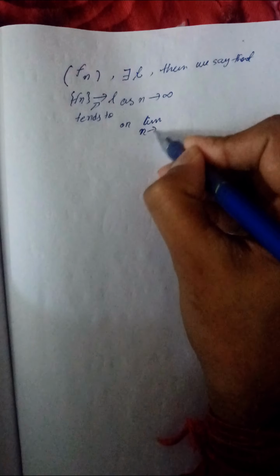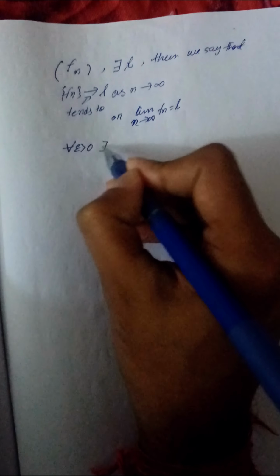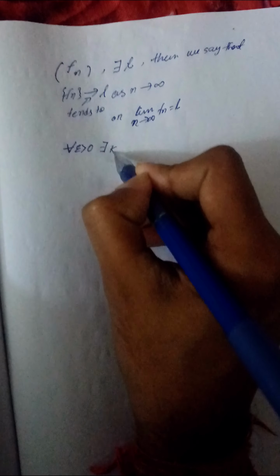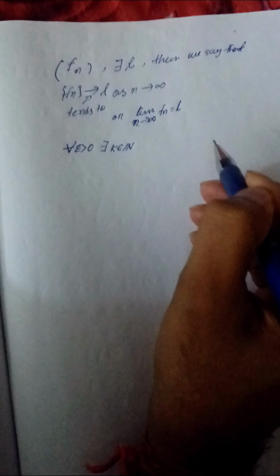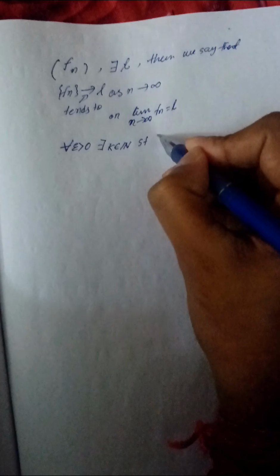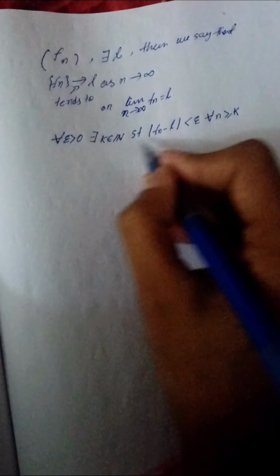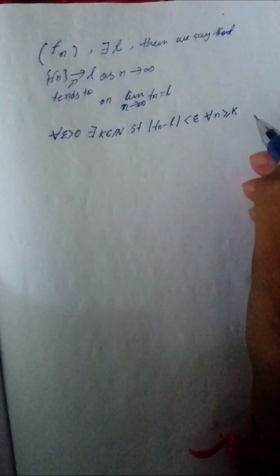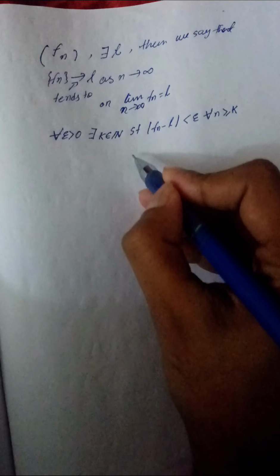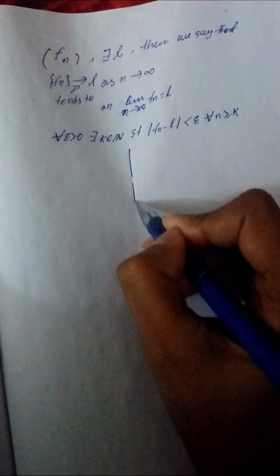or limit n tends to infinity of Fn is equal to L, if given any epsilon greater than 0, there exists a natural number k such that mod of Fn minus L is less than epsilon for all n greater than or equal to k. Now this may look very complicated, but it is actually very easy. Let's look at this graphically.